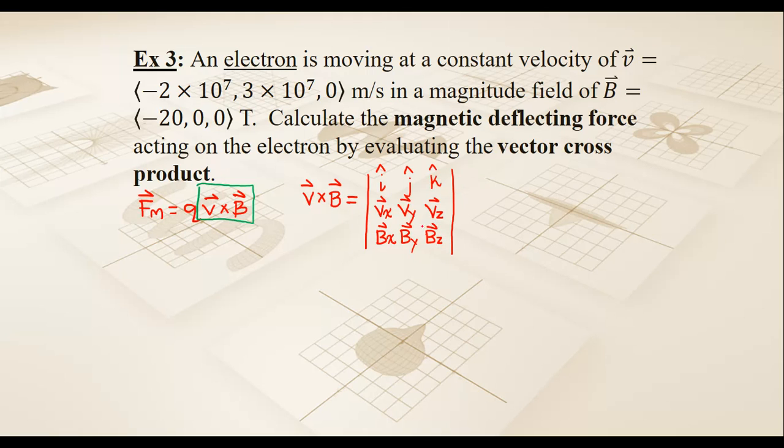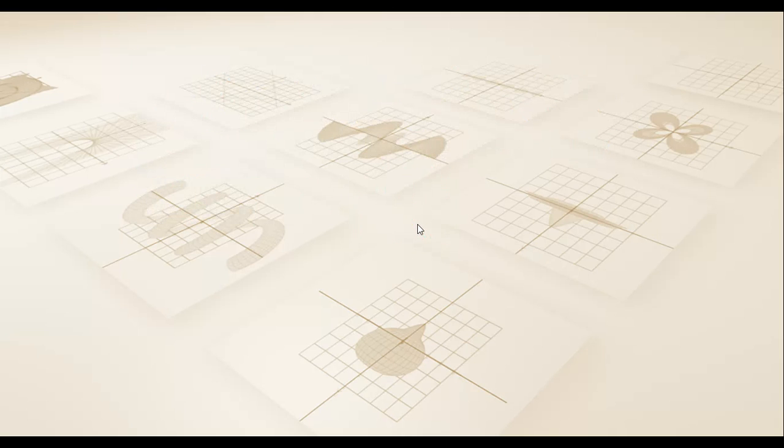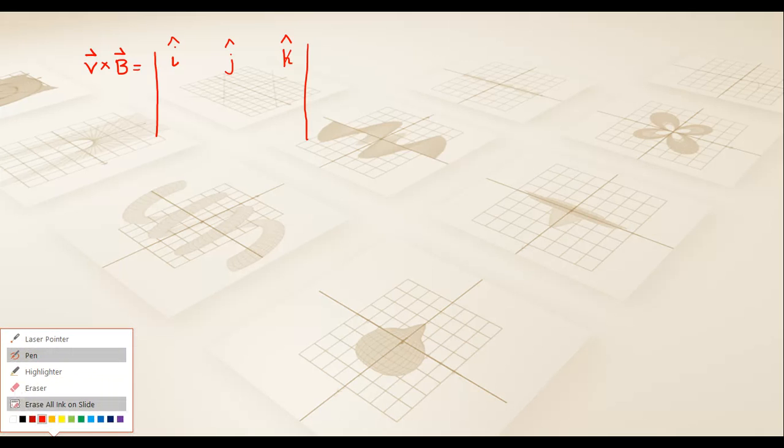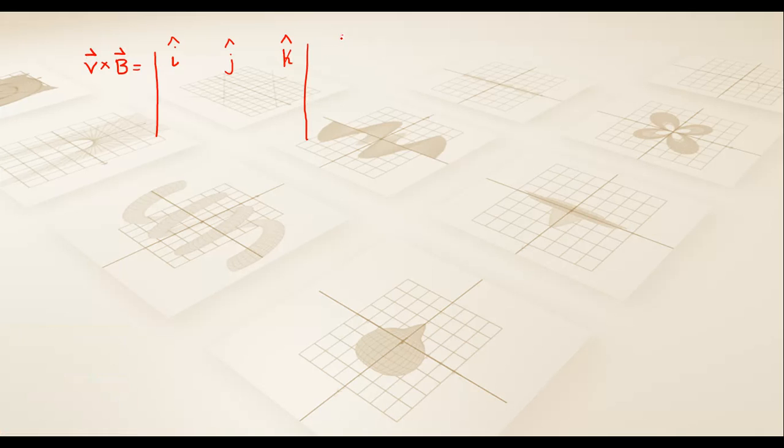Let's replace this with actual numerical values. I'm going to give myself a bit more space to do this, so let's go to this page here. V crossed with B would be equal to the 3 by 3 determinant of I, J, K, and then let's plug the numbers in. Actually, no, there's no z component.